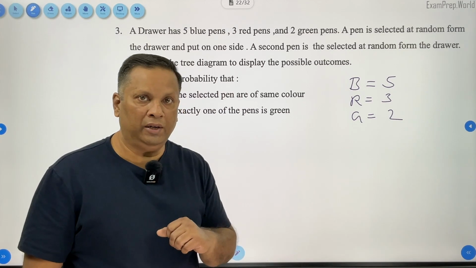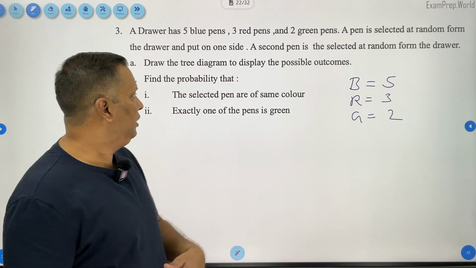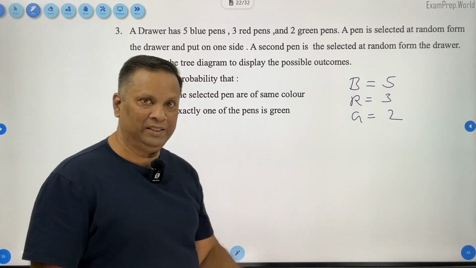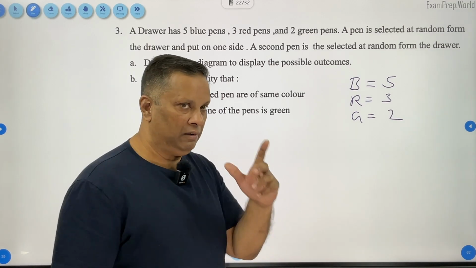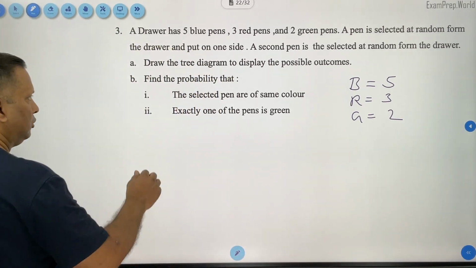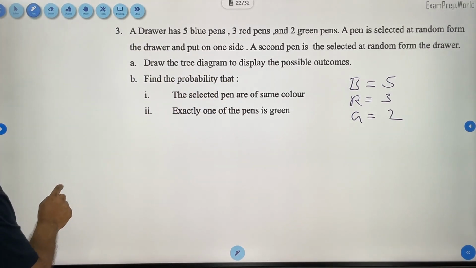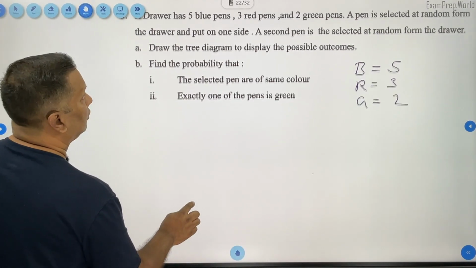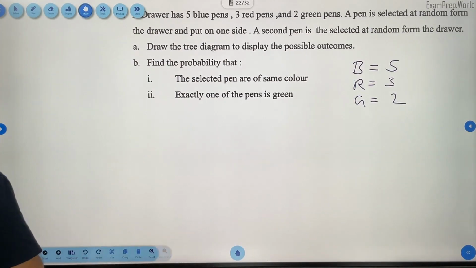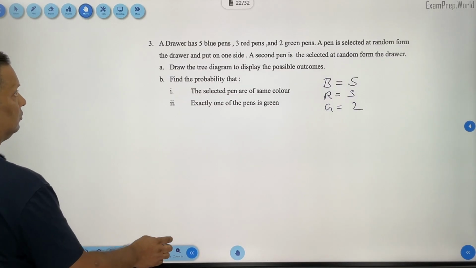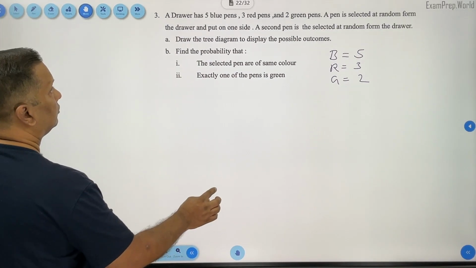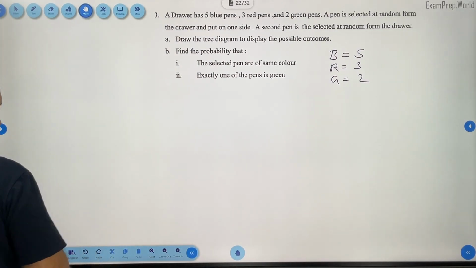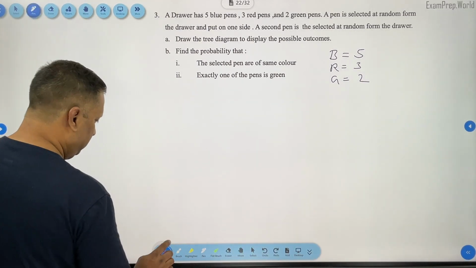So we have to draw a tree diagram and calculate the probability for our requirement: exactly one of the pens is green. Okay, so let's calculate. We get two events. Look at this. For drawing the tree diagram, I need a little space. That's why I have zoomed it out.